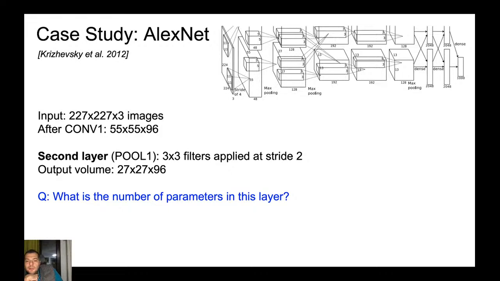And another question, which I think it is easier for you to answer. What is the number of parameters in the pooling layer? So yeah, I didn't mention it before, but it's a nice exercise to think about. What is the number of parameters that are learned in the pooling layer? So the number of weights.